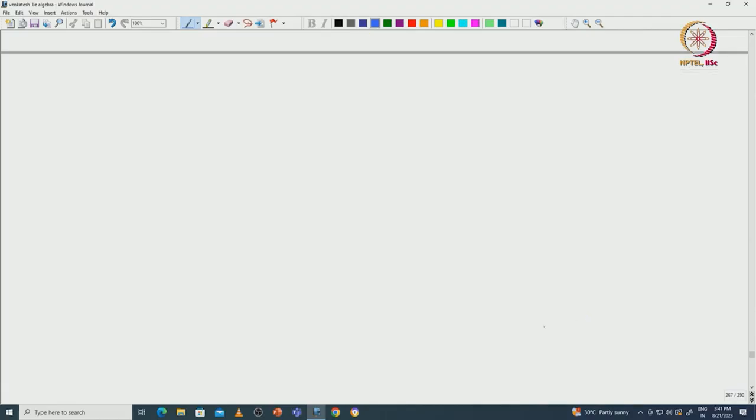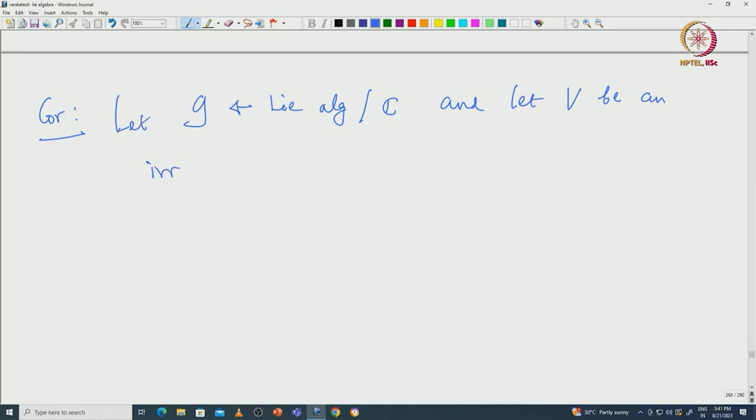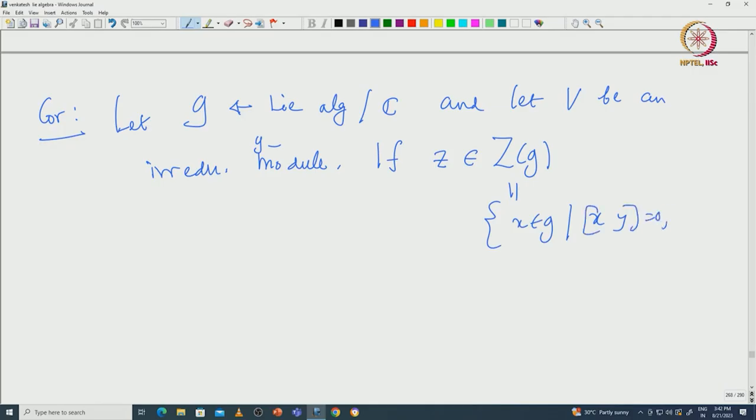Okay, so now what is the corollary of this result, an immediate corollary? You take again G to be a Lie algebra over C and let V be an irreducible G module. So if there is an element in the center of G, which is those x in G such that x commutes with y for all y in G, then this x must act as a scalar on capital V.